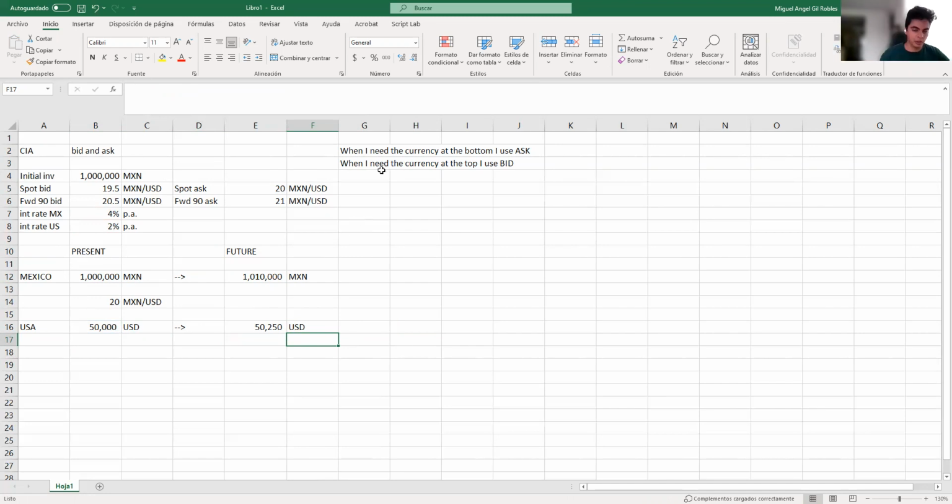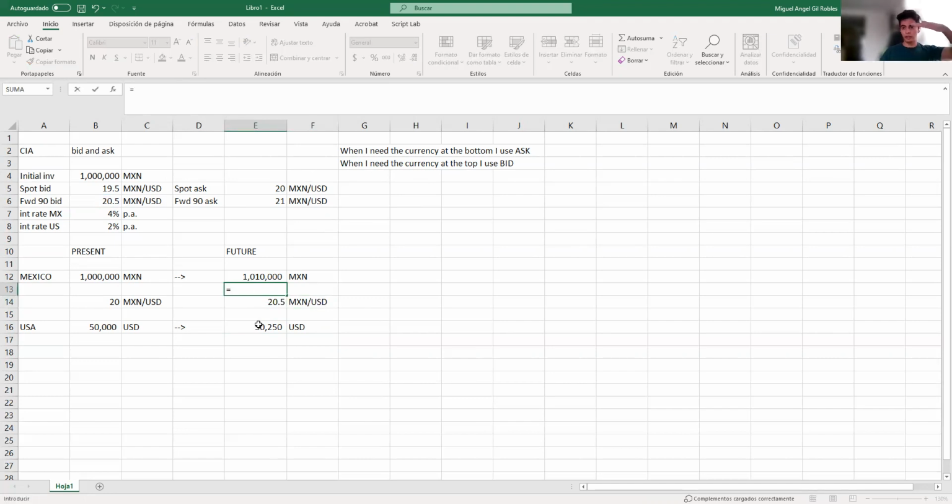So now again, if I use any of the 4 logic thoughts that I already know, I can decide I will be sure to use the bid, right? Because I need the currency at the top. I need pesos. I have dollars. I am selling what they are selling. So it makes sense for them to pay me less. So it will be 20.5 pesos over dollar. So again, the simple question, divide or multiply. In this case, it's multiply because I have dollars on top and in the exchange rate, dollars are at the bottom. If they are crossed, I multiply.